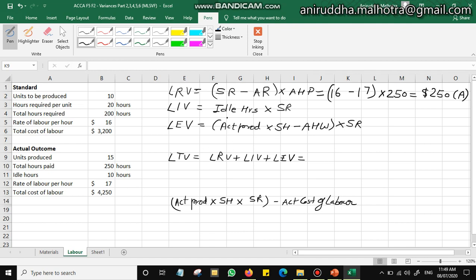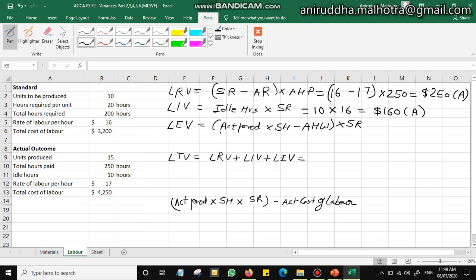Moving on to the next one, that is your labor idle variance. It is simply idle hours into standard rate. So our idle hours were how much? 10 hours into standard rate, that is 16, and hence your variance will be $160 adverse. Remember, idle variance is always adverse.